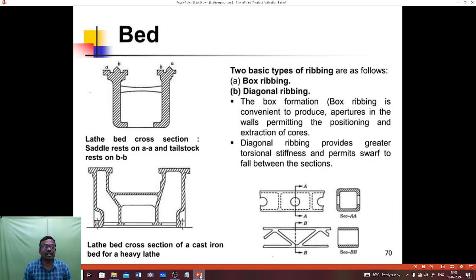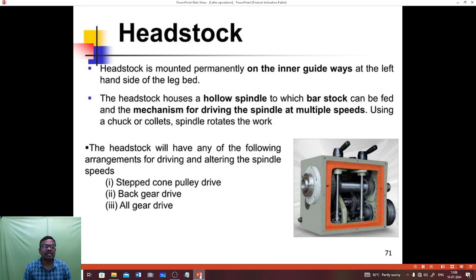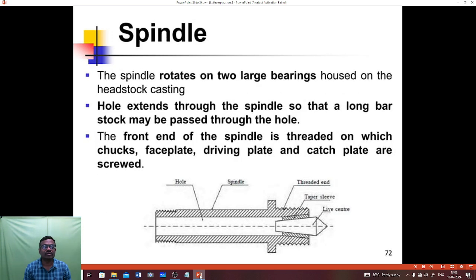The diagrams indicate the cross section of the bed. Headstock is mounted permanently on the inner guideways at the left hand side of the bed. The headstock houses a hollow spindle to which bar stock can be fed and the mechanism for driving the spindle at multiple speeds. Using a chuck or collars, the spindle rotates the work. The spindle rotates on two large bearings housed on the headstock casting. Hole extends through the spindle so that a long bar stock may be passed through. The front end of the spindle is threaded on which chucks, face plate, driving plate and catch plate are screwed.